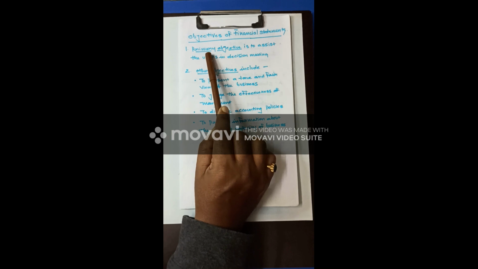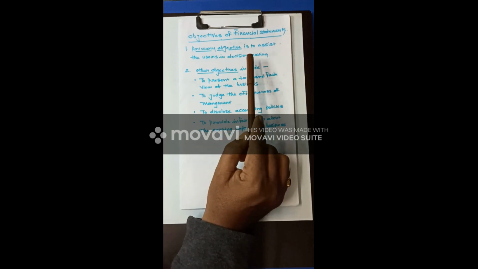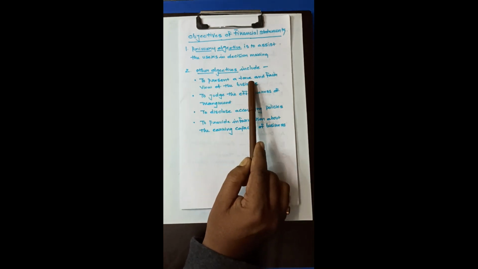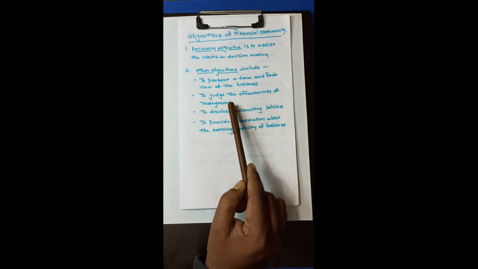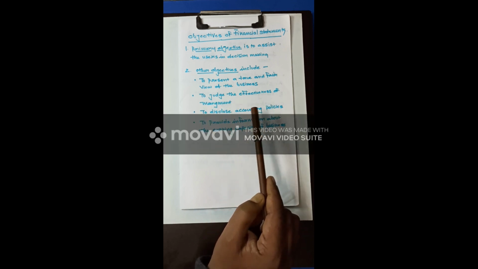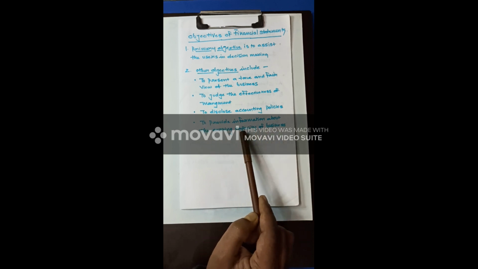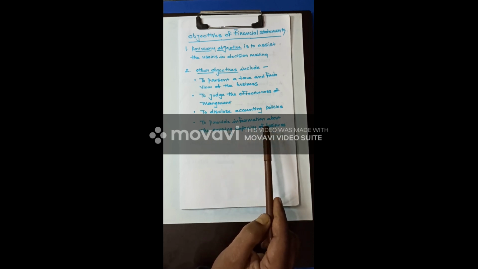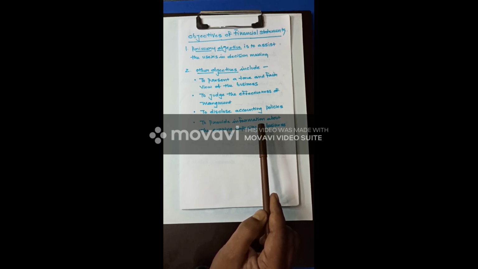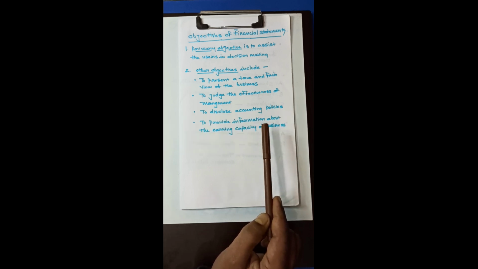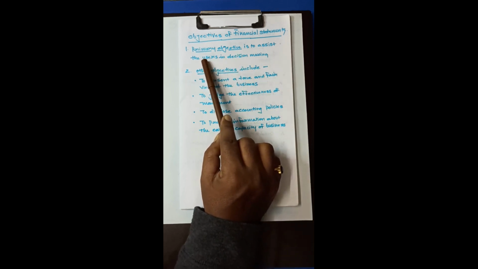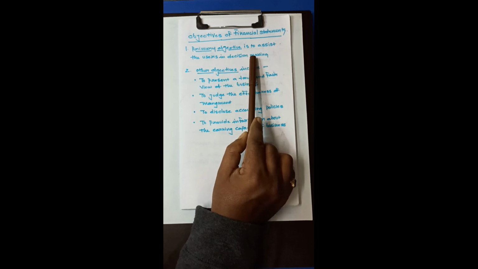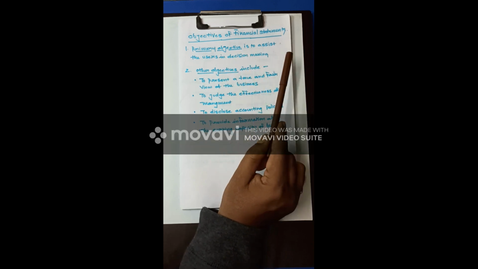The primary objective is to assist the users in decision making. The other objectives include to present a true and fair view of the business, to judge the effectiveness of the management, to disclose the accounting policies, and to provide information about the earning capacity of the business. So essentially, your financial statements are like a progress report, and once you look at the progress report, it enables the management and the various users to make decisions for the company. What is that? We'll be seeing a little later.